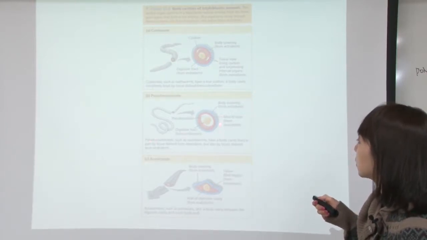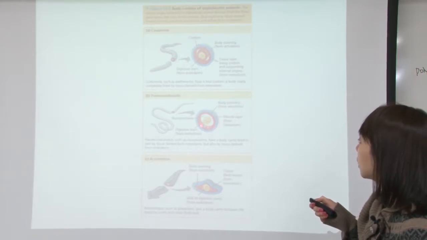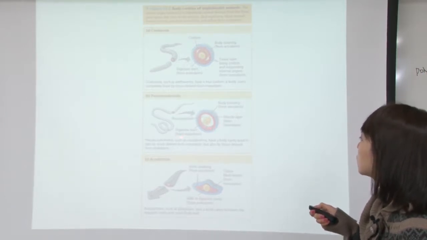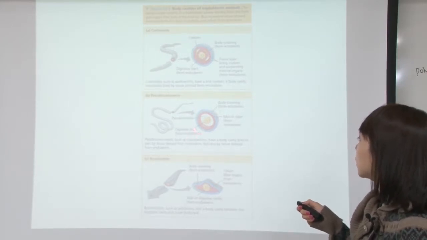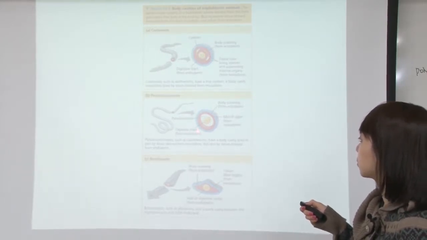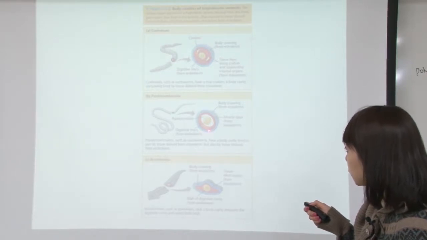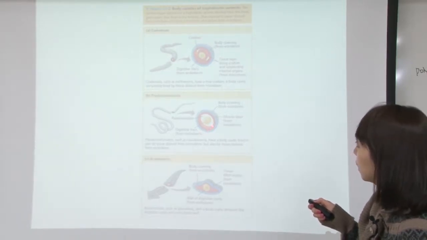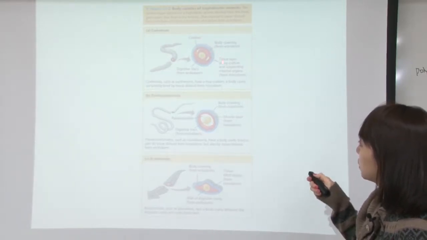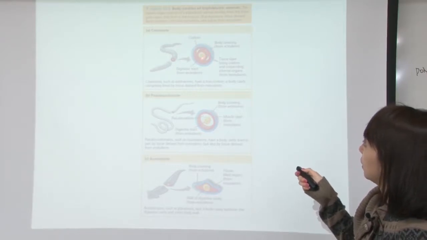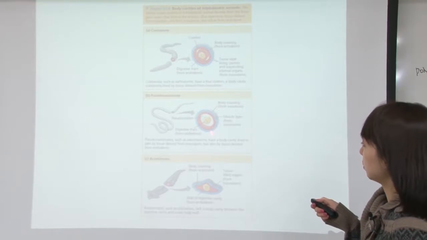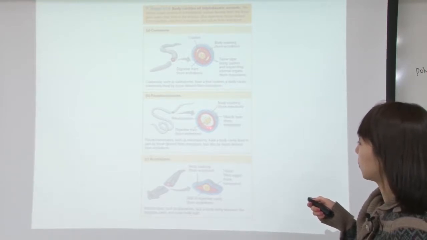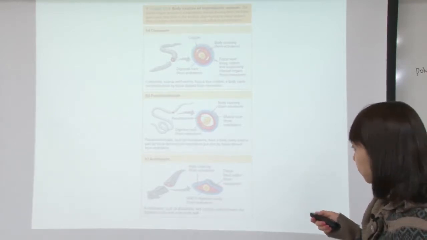Pseudocoelomates are like this, so it doesn't really have a true body cavity, okay? So pseudocoelomates, such as roundworms, have a body cavity lined in part by tissue derived from mesoderm, but also by tissue derived from endoderm, okay? So the difference between these two is the first one has a body cavity directly from the mesoderm, but the other one is half from endoderm and half from mesoderm. You know what I mean?